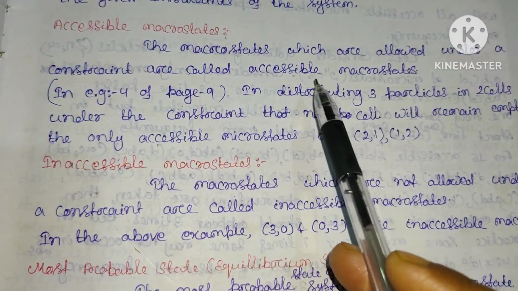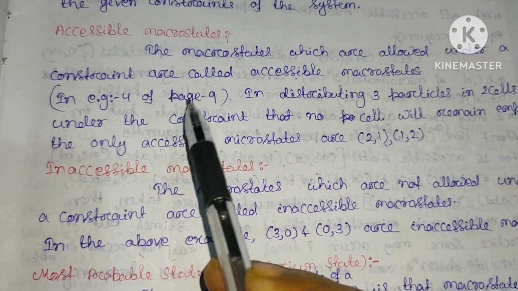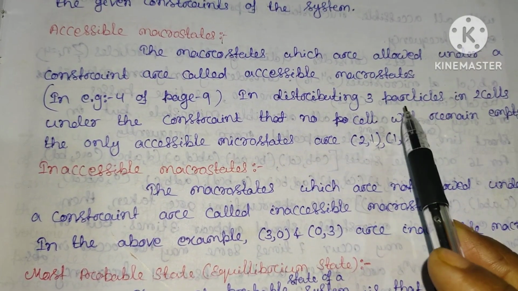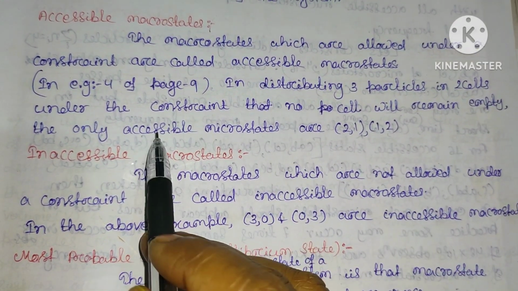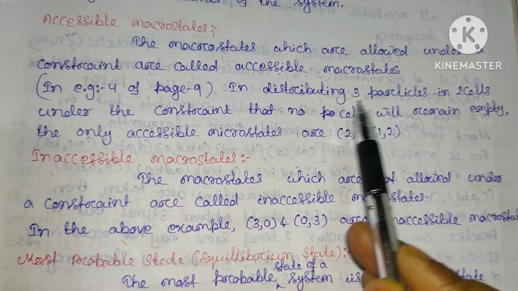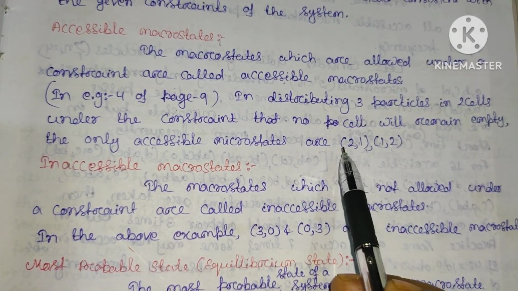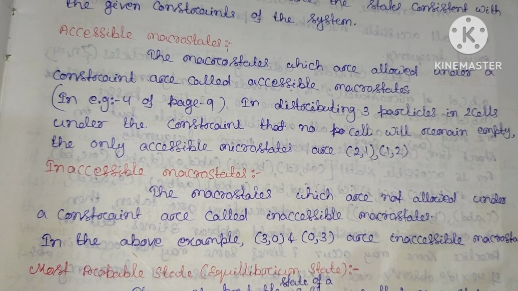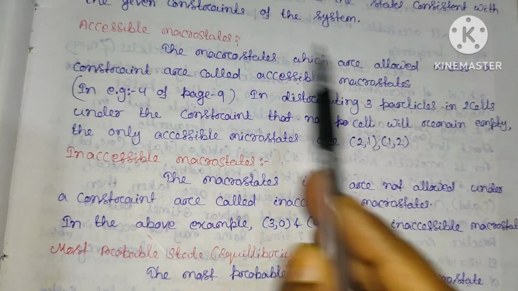So here, the accessible macrostates: the macrostates which are allowed under a constraint are called accessible macrostates. In distributing 3 particles in 2 cells under the constraint that no cell will remain empty, the only accessible macrostates are 2 1 and 1 2. One cell will contain 2 particles and the other 1, or one contains 1 particle and the other contains 2. These are the accessible macrostates.